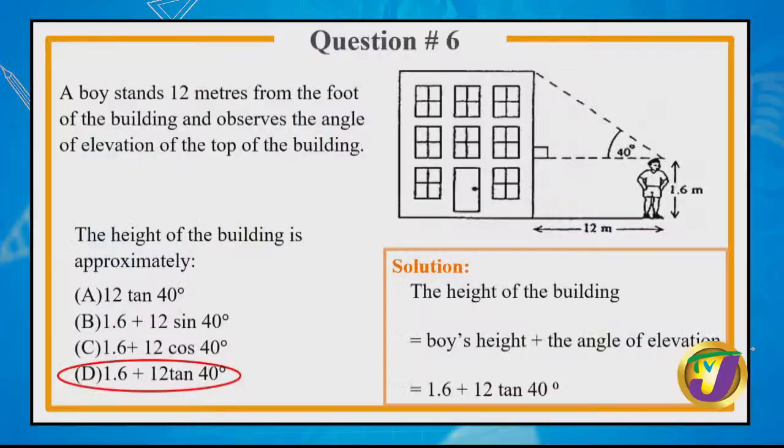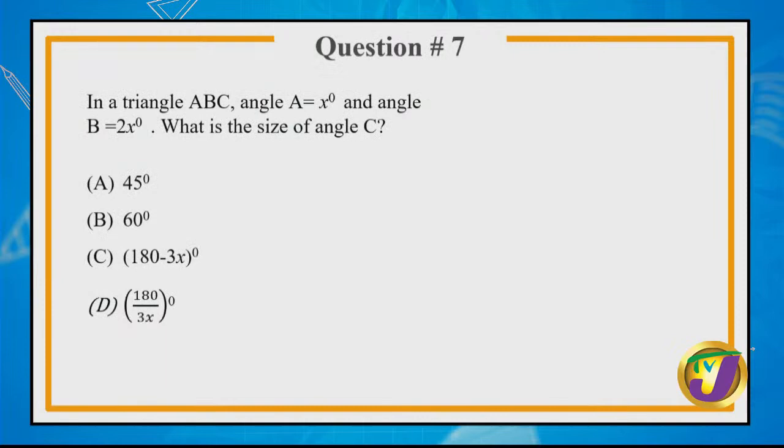Okay. So here we have another. In a triangle ABC, angle A equals x degrees and angle B equals 2x degrees. What is the size of angle C? So in a triangle, what do you know about a triangle? What does a triangle look like? And so we need to do a quick sketch.